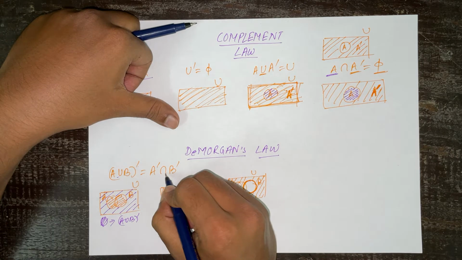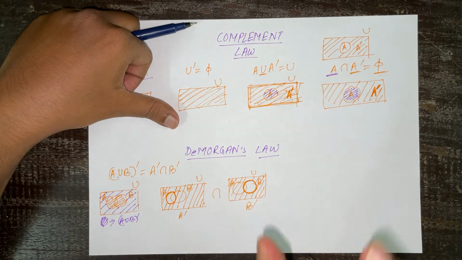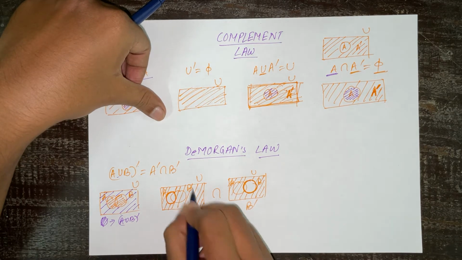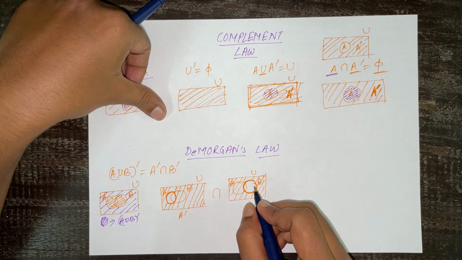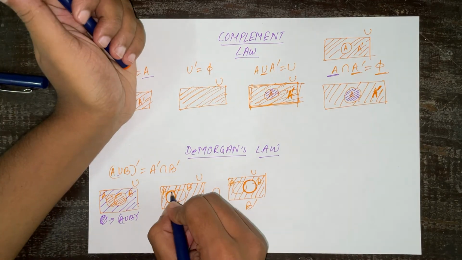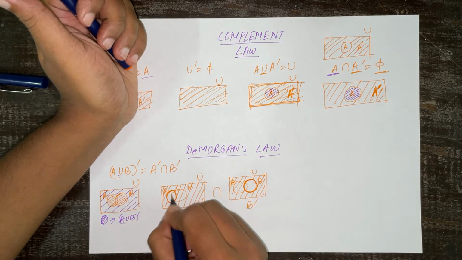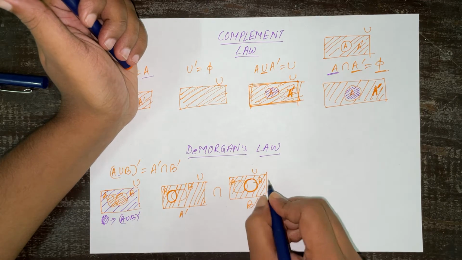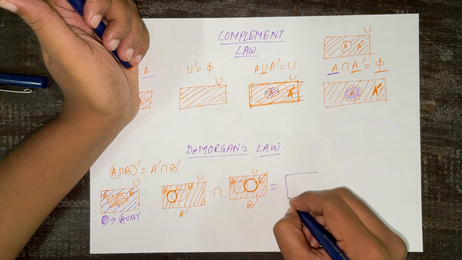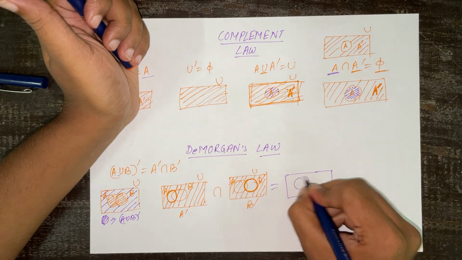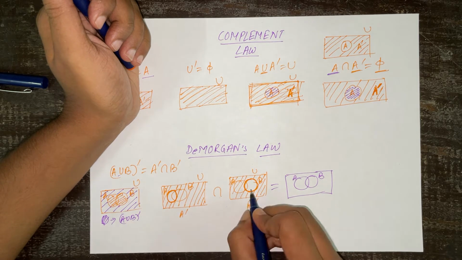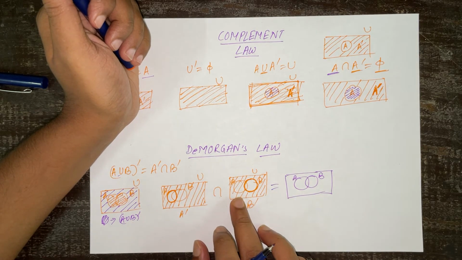Now what we need to find? We need to find the intersection of this. So which is the common part between A complement and B complement? So let us see. In A complement, we have everything other than A. And in B complement, we have everything other than B. So if we find the common parts, let's see which is the common part. This is our A, this is our B. So A complement and B complement, look into the diagrams and see which are the common parts.